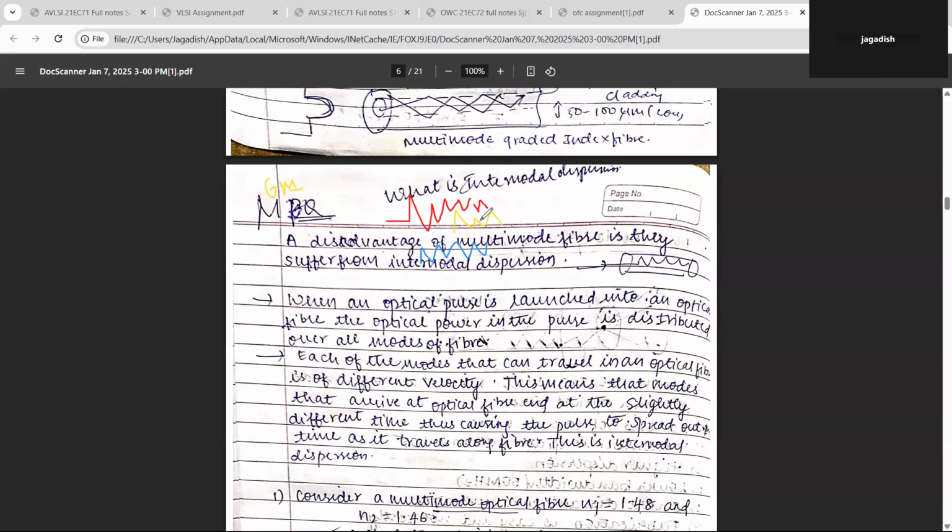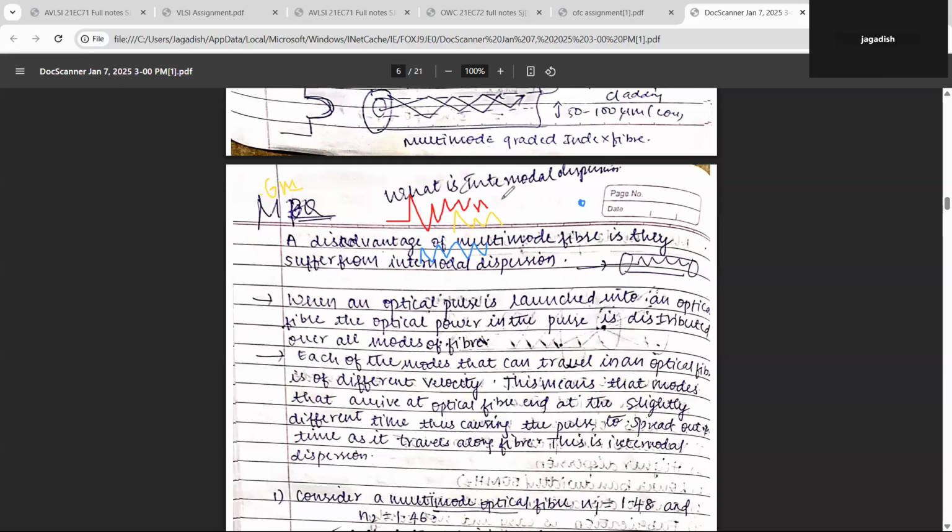What happens at this time? These modes arrive at the optical fiber end, the destination point, at different intervals of time, causing the pulse to spread out. This process of delay is called intermodal dispersion. Okay, this you have to write.